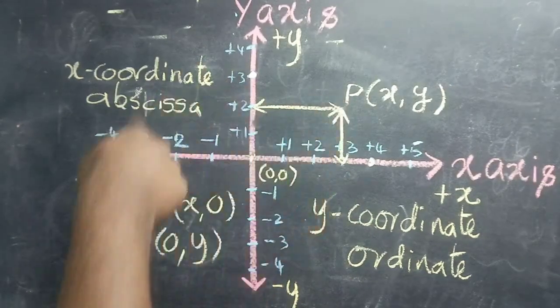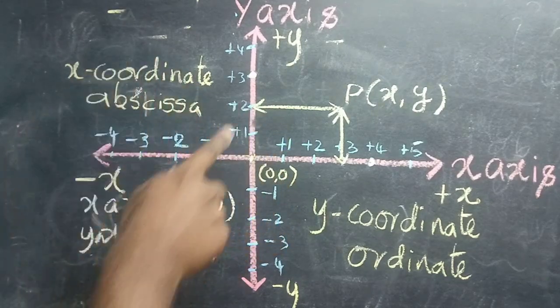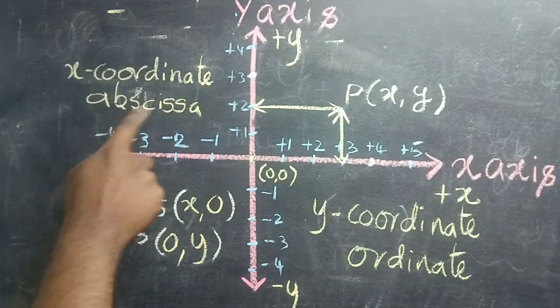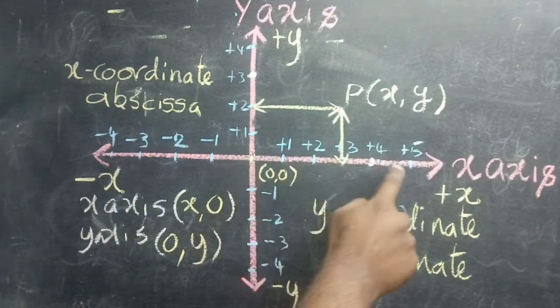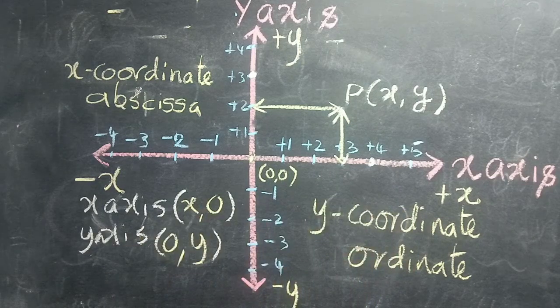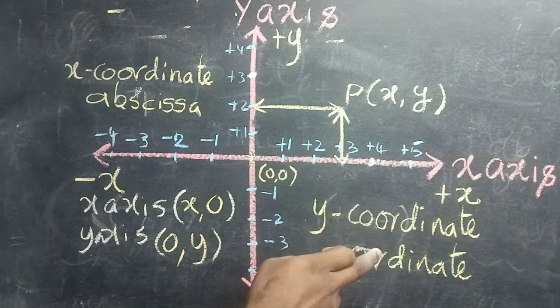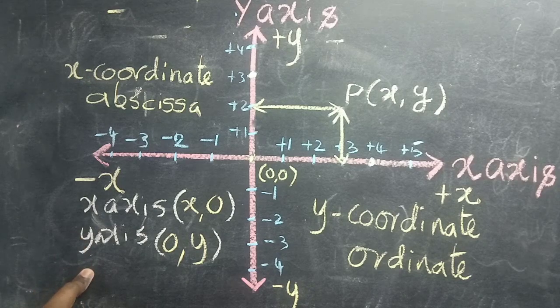Then consider a point anywhere in the plane. The distance of that point from the y-axis is called x-coordinate or abscissa. In the same way, the distance of the point from the x-axis we call y-coordinate or ordinate. The general form of a point on the x-axis is x comma 0, and the general form of a point on the y-axis is 0 comma y. Hopefully you have understood all these concepts.